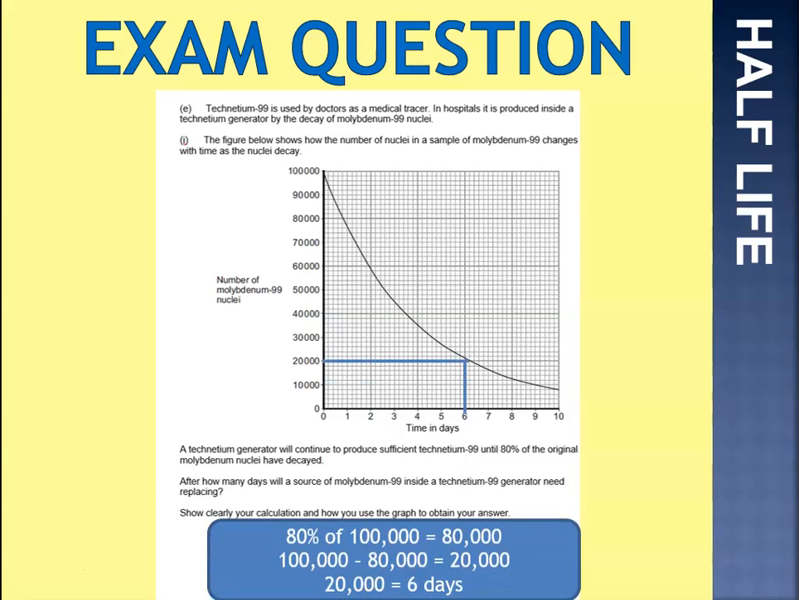So we draw a line across at 20,000 and it comes down at 6 days. 6 days would be the time taken, or the days that we would need to replace it, because we need it to be above 80%.